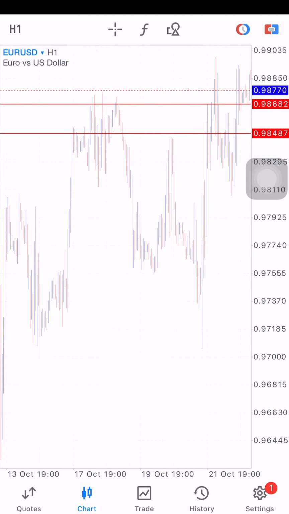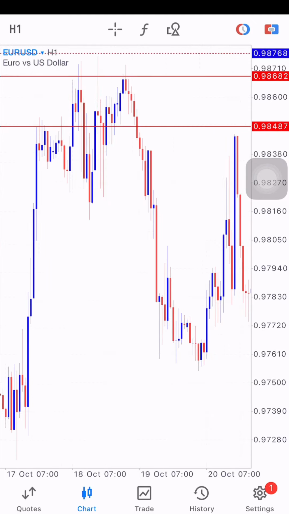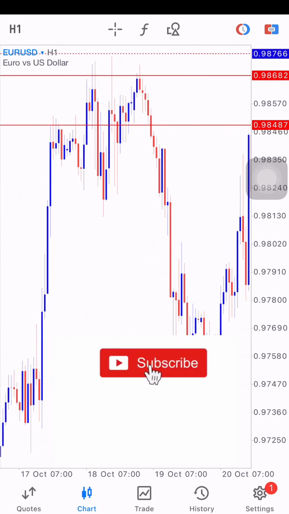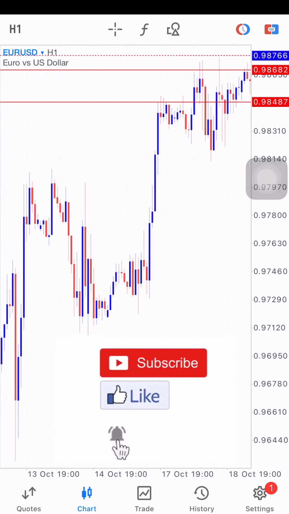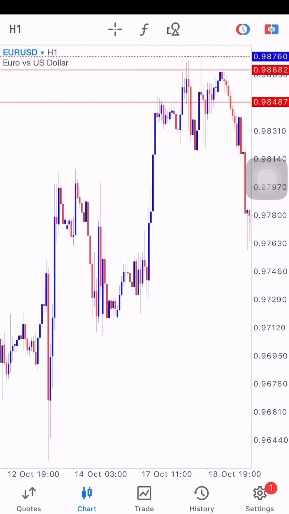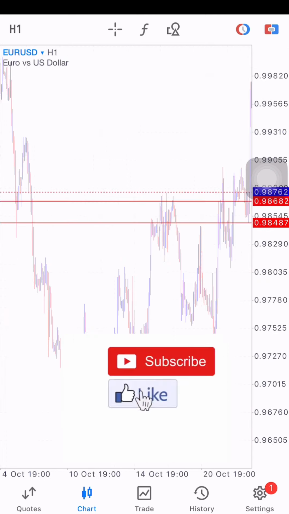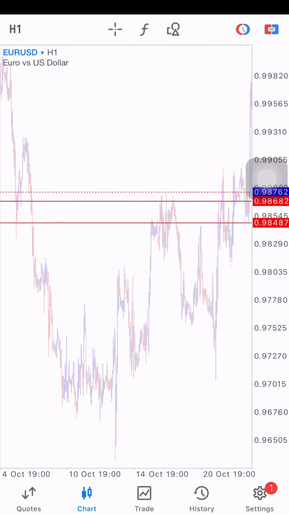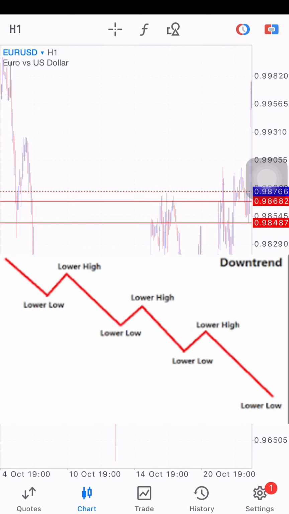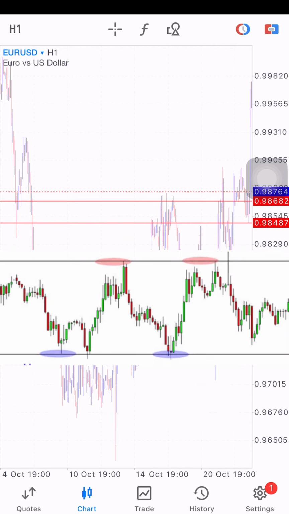That is where your technical analysis comes into play. But before I explain technical analysis, because it is for advanced level, I'll still explain that. But for now, let me teach you the basics. Now, there are different types of markets. You have the bullish markets, you have the bearish markets, and we have the ranging markets.